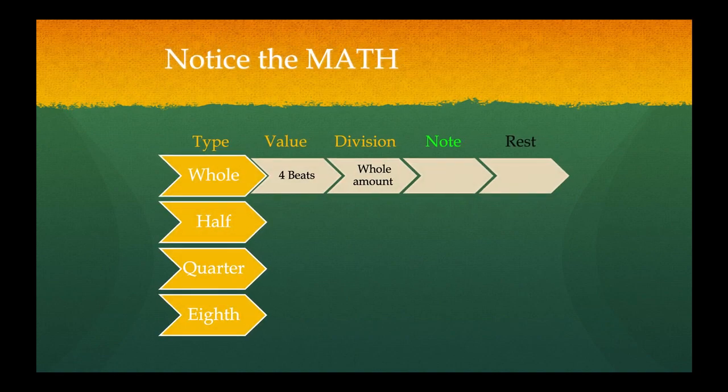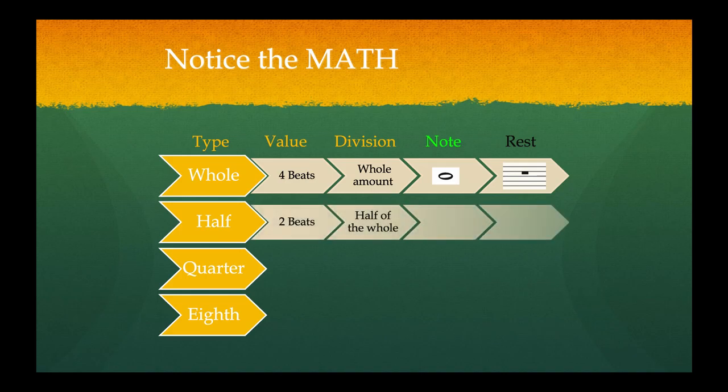Notice the math. We'll start with the whole. It's worth 4 beats because it's the whole amount. It's our biggest leaf on the tree. So a whole note gets 4 beats of sound, and a whole rest gets 4 beats of silence. Then we divide our whole into halves. Halves get 2 beats each because it's half of the whole. So a half note gets 2 beats of sound, and a half rest gets 2 beats of silence.